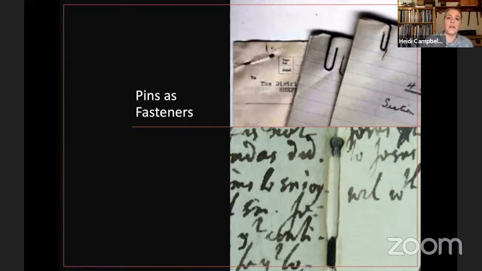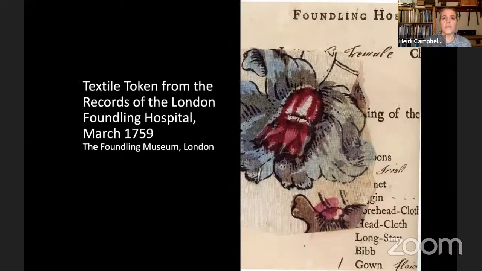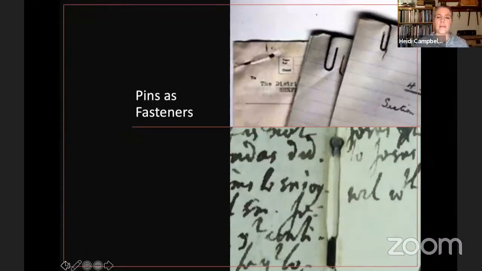So those pins, and of course the paper clips, but what we're talking about, pins are removed. And an interesting collection at the Bodleian Library in England, and I'll show you that later, shows you what happens to some of those pins.